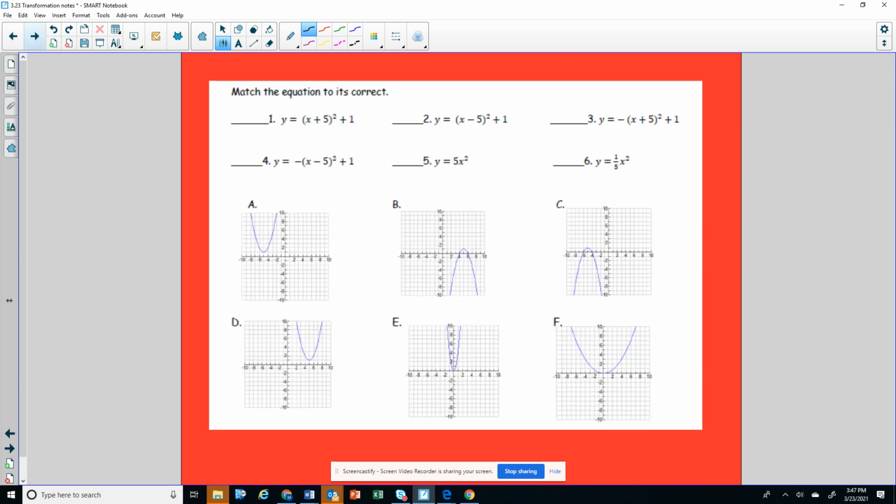All right, so here we're going to look at some examples. We're going to match up the function with the graph. I encourage you to pause the video, attempt this on your own, and come back and check your answers, all right?